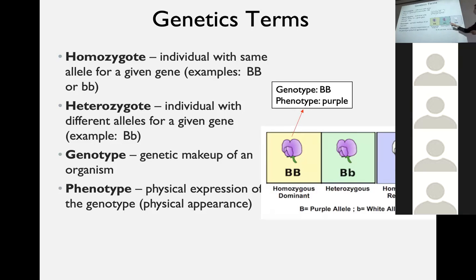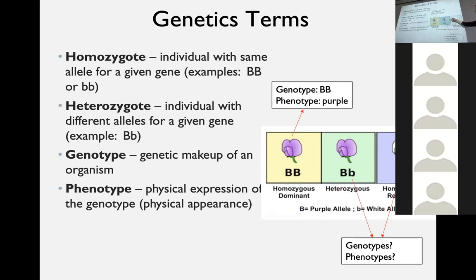So the genotype of this flower is big B. Phenotype is purple. So phenotype is what we see, essentially. Genotype is sort of the underlying code that tells this flower what color to be. You want to be sure you can tell me what the genotype or phenotype of an individual would be, given that information.